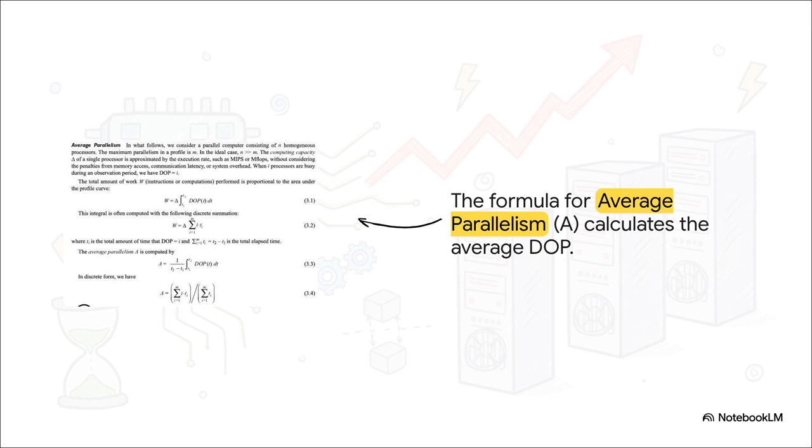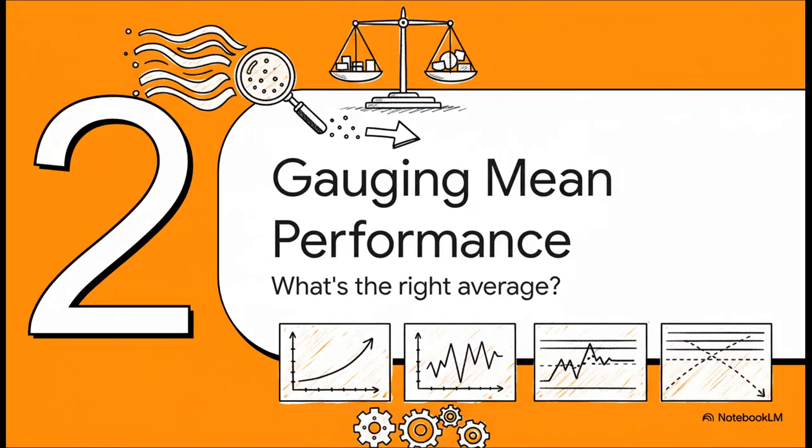Okay, section 2, gauging mean performance. So, we can calculate an average, but, and this is a big but, it turns out how you average performance is incredibly important. If you do it the wrong way, you can get a number that's just, well, completely misleading.